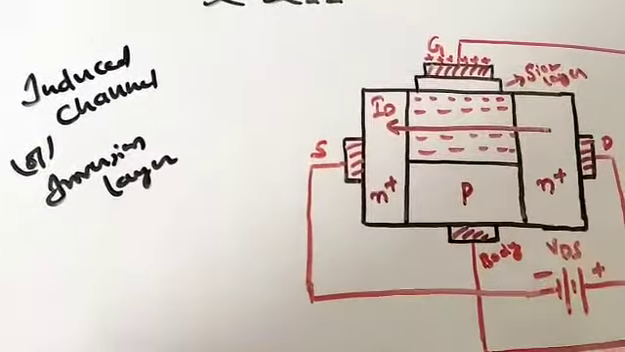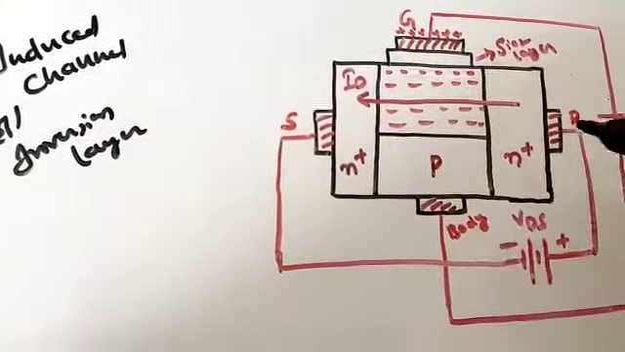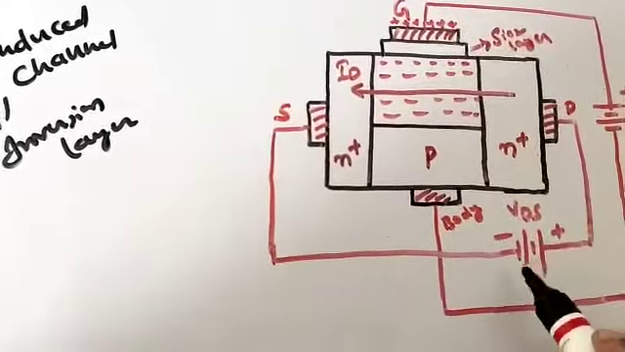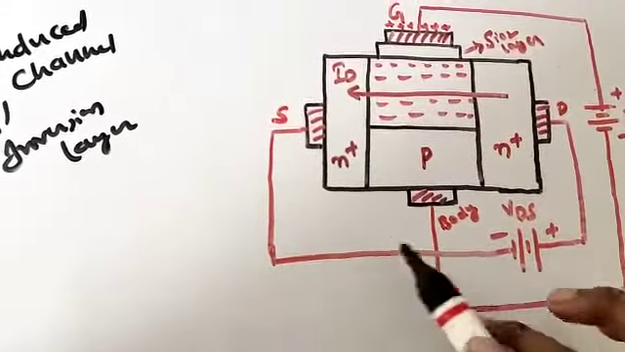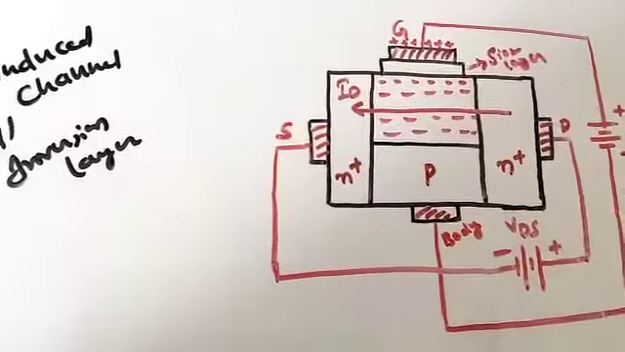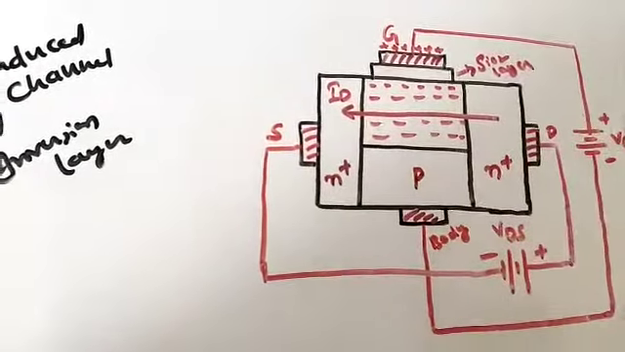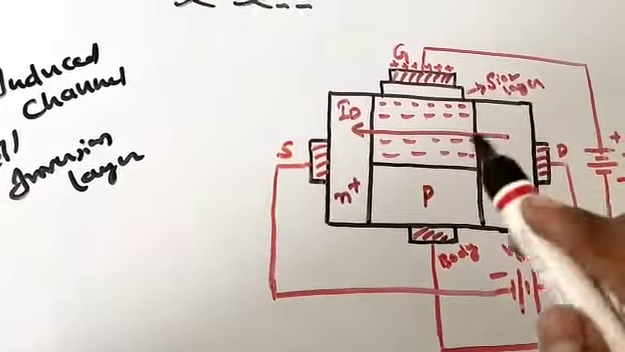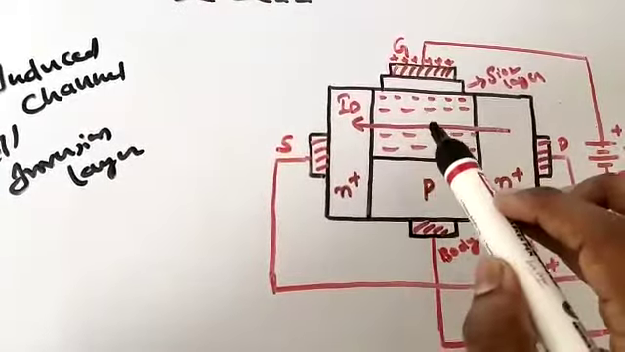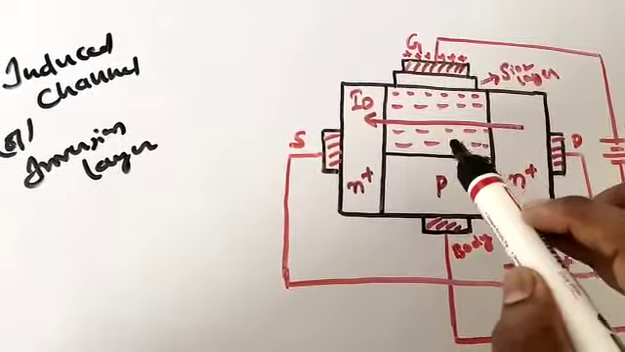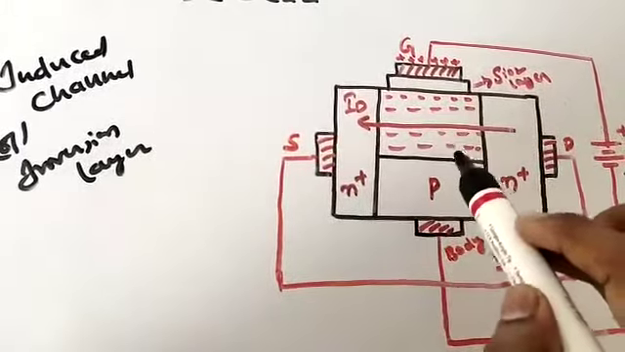And now when you are giving supply, when you are going to provide a battery in between drain and the source, then the drain current will be flowing, and if we are increasing this VGS, then drain current used to flow, right? So until there is a creation of this inversion layer or induced channel, there is no means of having any kind of drain current flowing.